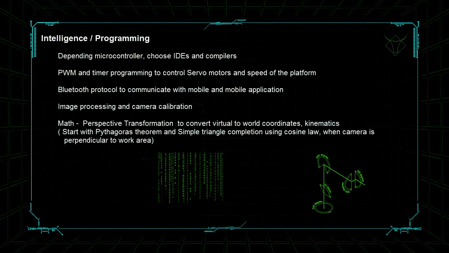Depending on the microcontroller we have selected, in my case it's PIC18, we will select the IDE and compilers. So for PIC we have MPLAB IDE from Microchip, and compilers like C18 or XC8 from Microchip itself. And we would require a programming device which dumps the code, the hex code, from our PC to the memory of the microcontroller. We should also integrate the Bluetooth protocol to communicate with mobile, and also an application in the mobile for the user to select the shape.